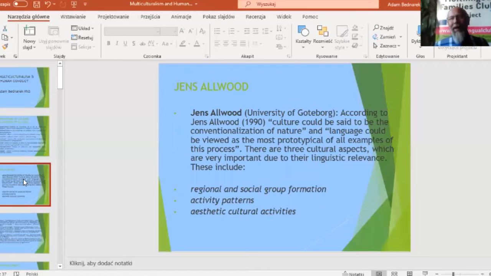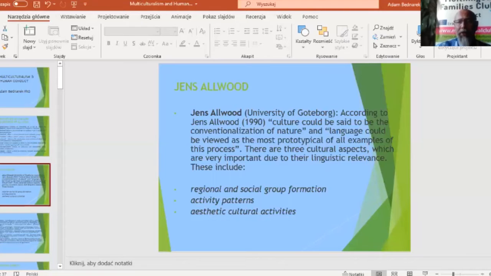Now, when I talk about culture, I like to refer to the works of Jens Allwood of the University of Göteborg. And his classic definition from the 1990s is that culture could be said to be the conventionalization of nature, and language is viewed as the most prototypical of all examples of these processes.